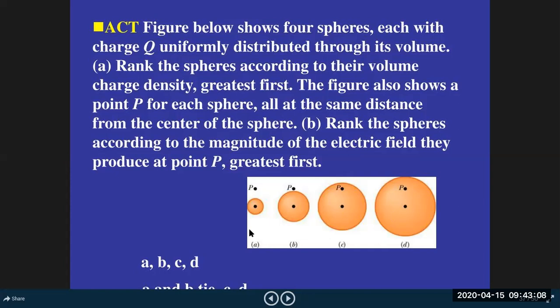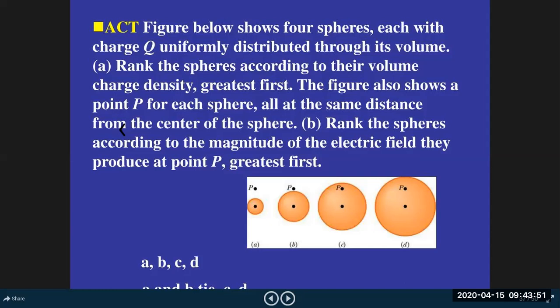Why? Because charge density is equal to charge per unit volume, because same amount of charge is there on every sphere. Only difference is that volume of each sphere is different. So those spheres which have a smaller volume will have higher charge density. So this one is the question. Rank the spheres according to the magnitude of electric field. First case was to rank the spheres according to their volume charge density. Greatest must be kept first. The figure also shows a point P for each sphere, all at the same distance.